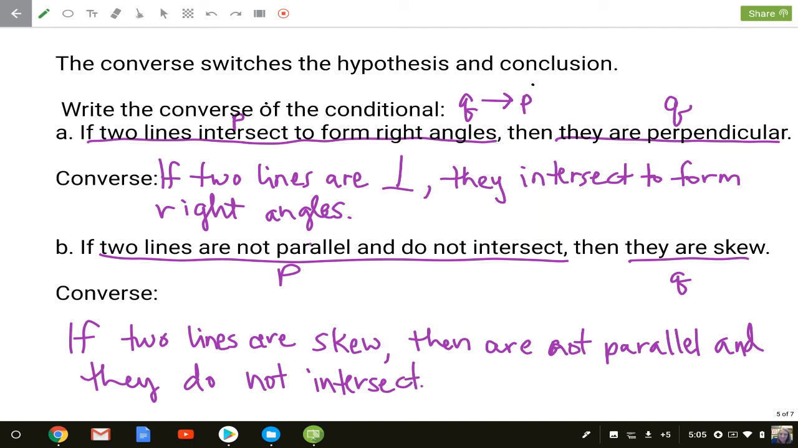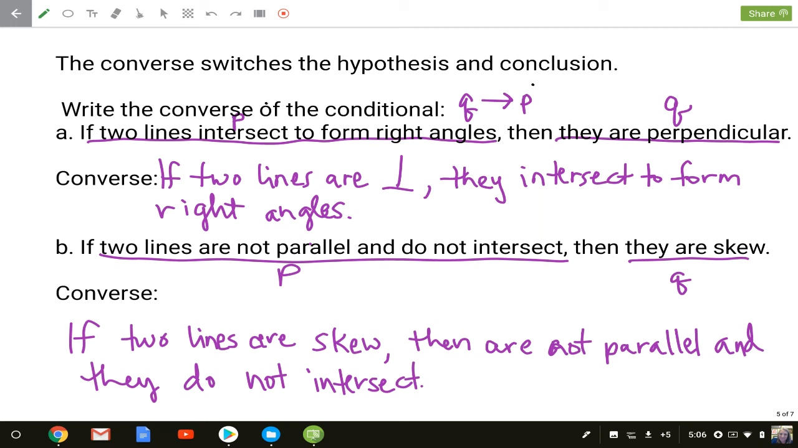Now notice, let's look at the truth values of these conditionals and their converses. Back on part A, if two lines intersect to form right angles, then they are perpendicular. If I tried to find a counterexample, where the hypothesis was true and the conclusion was not true, I would not be able to find one. So that one is true. The converse of it, if two lines are perpendicular, they intersect to form right angles, is also true. That's kind of clear just from the definition of perpendicular.